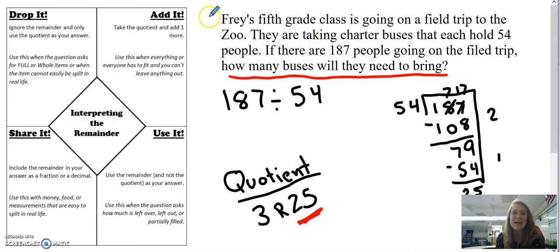So we're going to have to add 1 to our quotient of 3 in order to bring 4 buses. Now those 25 people will be able to ride a bus. It just won't be a full bus. And that's really okay. So hopefully these examples have helped you see how sometimes with division problems we really need to focus on what the question's asking.